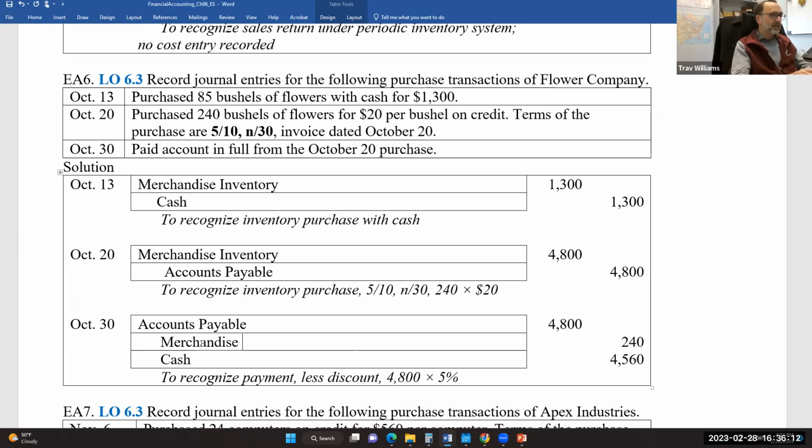Credit to merchandise inventory, right? Because using the perpetual method, that's what we do. Any discounts we get reduce the cost of inventory. And the rest is cash. So if we took accounts payable minus the discount, that tells us how much cash got paid. All right, that's number 6.